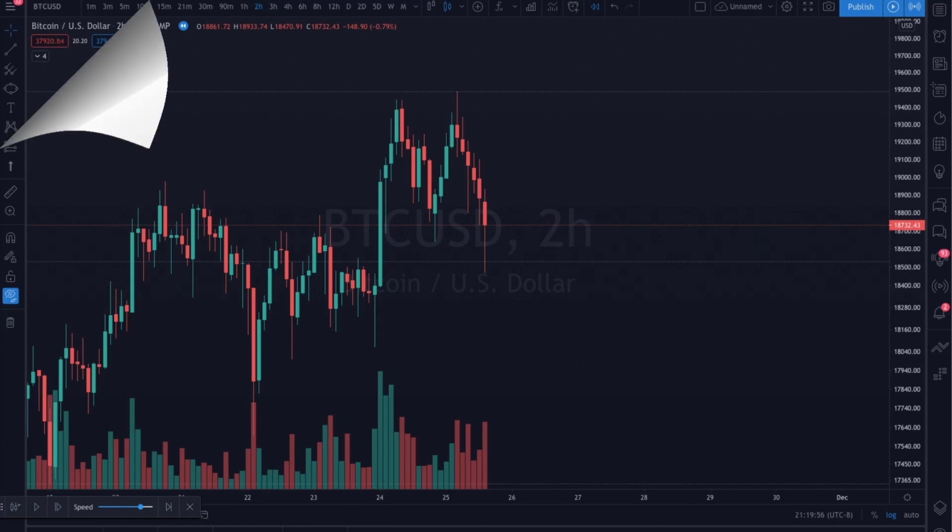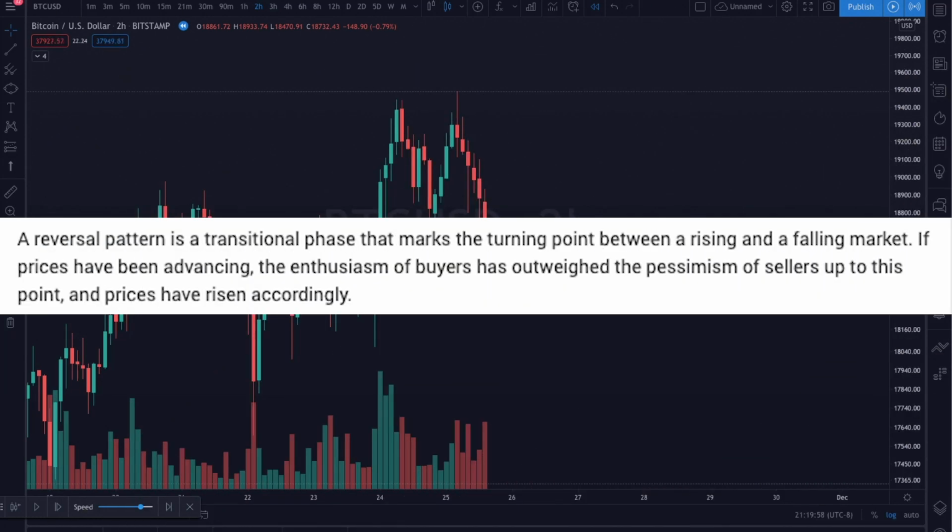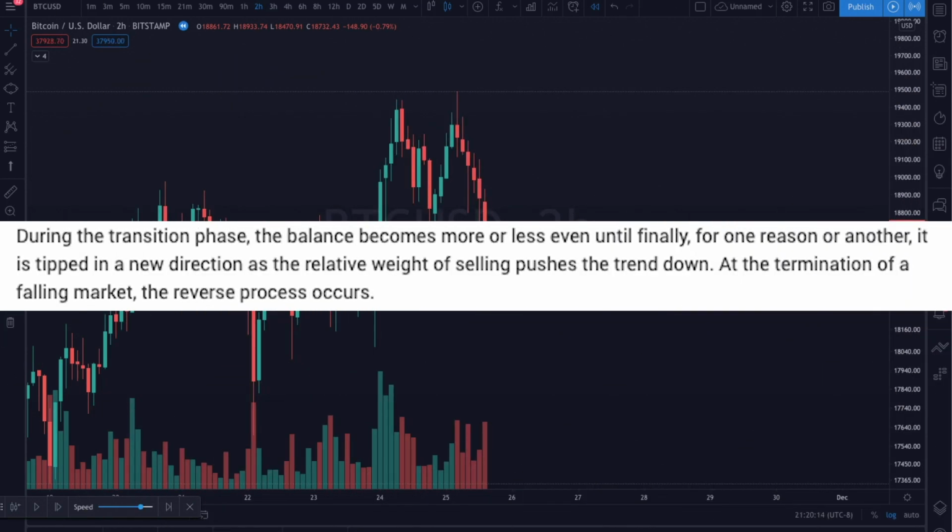trend reversal. A reversal pattern is a transitional phase that marks the turning point between a rising and a falling market. If prices have been advancing, the enthusiasm of buyers has outweighed the pessimism of sellers up to this point, and prices have risen accordingly. During the transition phase, the balance becomes more or less even until finally, for one reason or another, it is tipped into a new direction as the relative weight of selling pushes the trend down. At the termination of a falling market, the reverse process occurs.